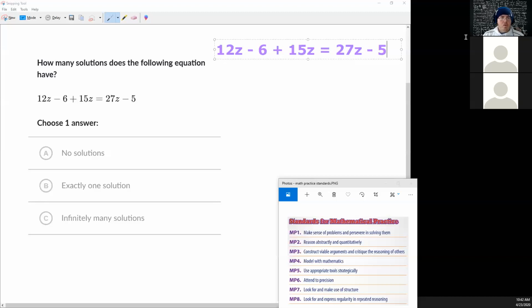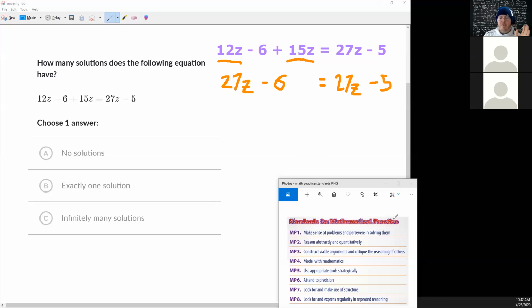Okay, so the first thing I want to do here is combine like terms, because I've got a 12z and a 15z, and they would add together to make 27z. Minus 6 equals 27z minus 5.